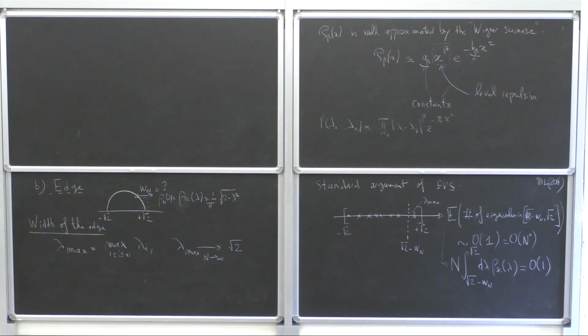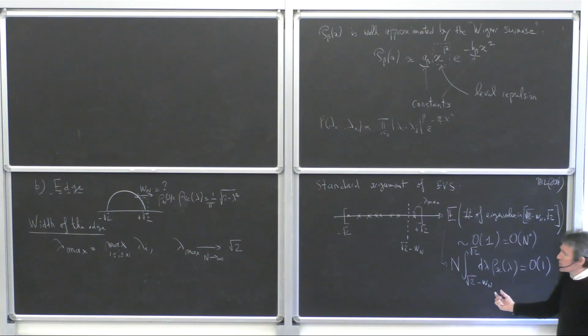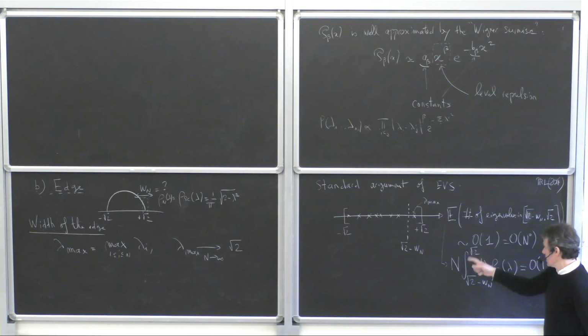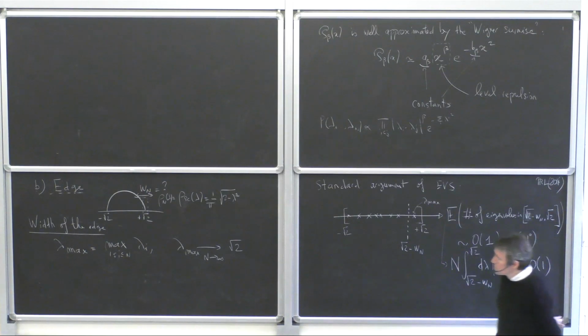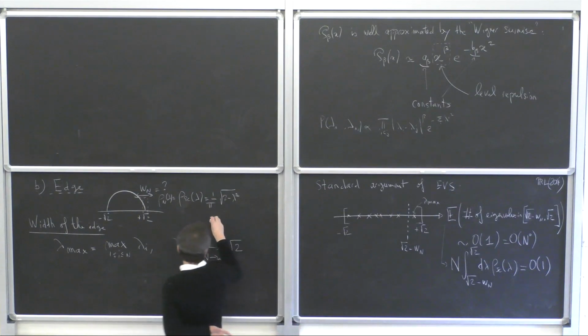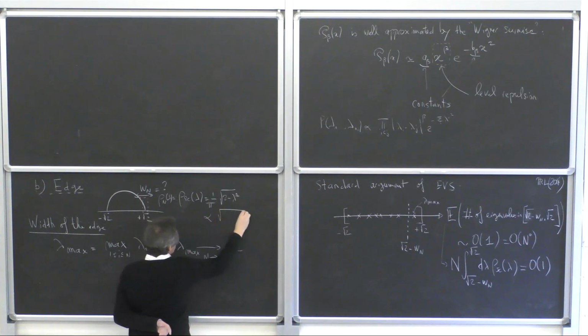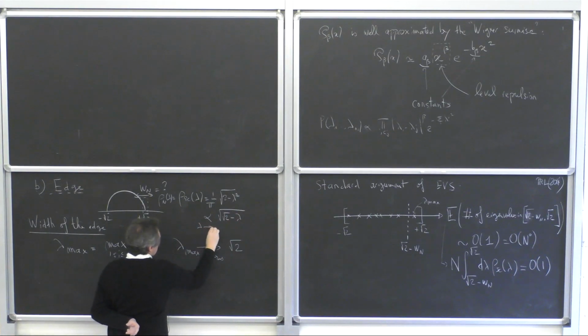Now, I expect Wn to be small when n goes to infinity, so that I can replace rho sc of lambda by its behavior close to square root of 2, right? Because in all this interval, everyone is close to square root of 2. Now, close to square root of 2, you see that this guy here is proportional to square root of 2 minus lambda.